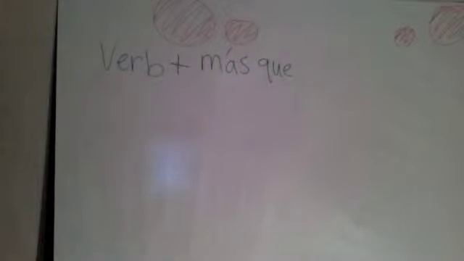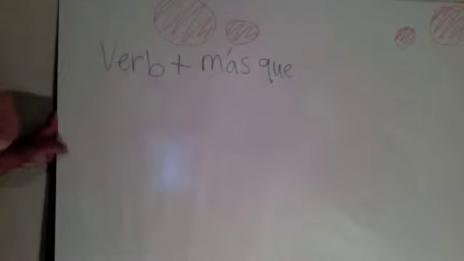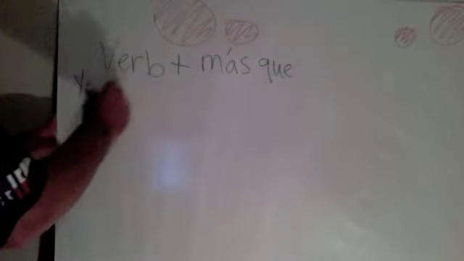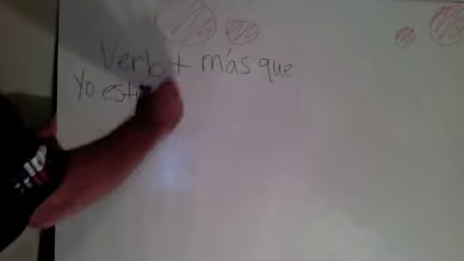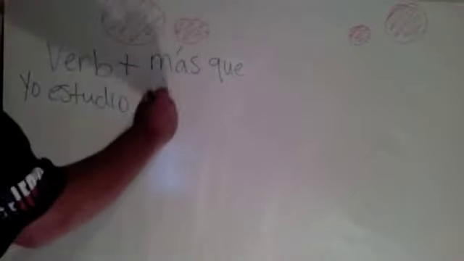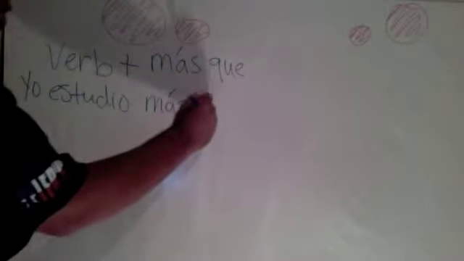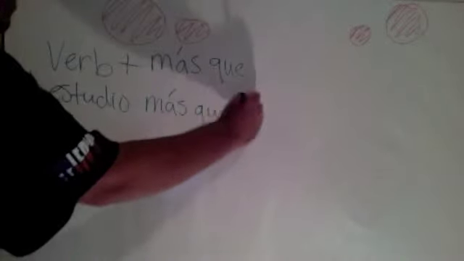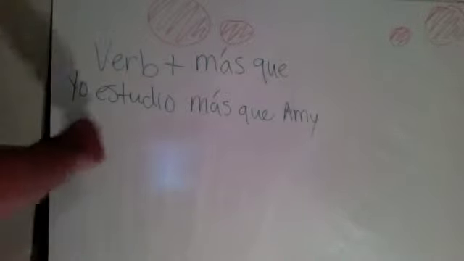How about I study more than Amy? How do you say I study? Yo estudio. There's our verb. Más que, more than, with our accent on the más. Amy. So that's pretty simple and straightforward. I read more than Amy. Yo leo más que Amy. I write more than Amy. Yo escribo más que Amy. More than. So person A more than person B.